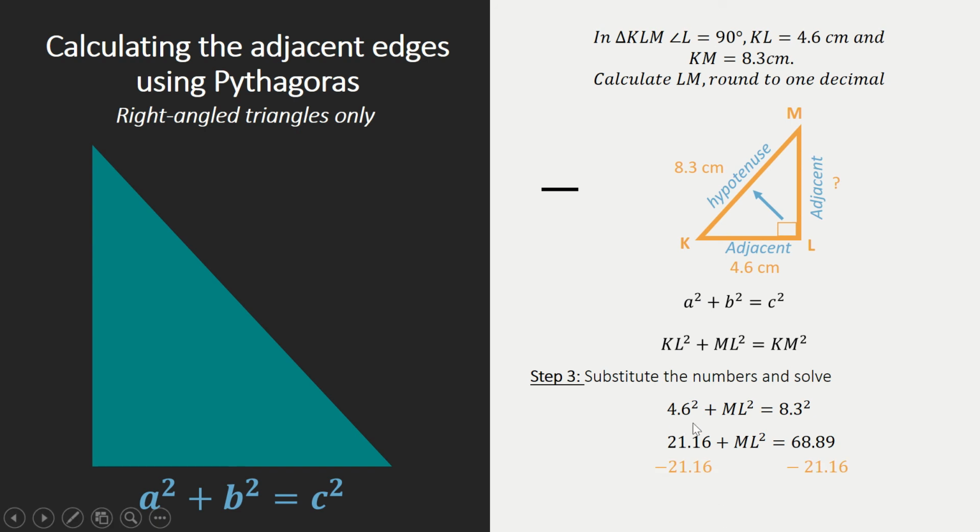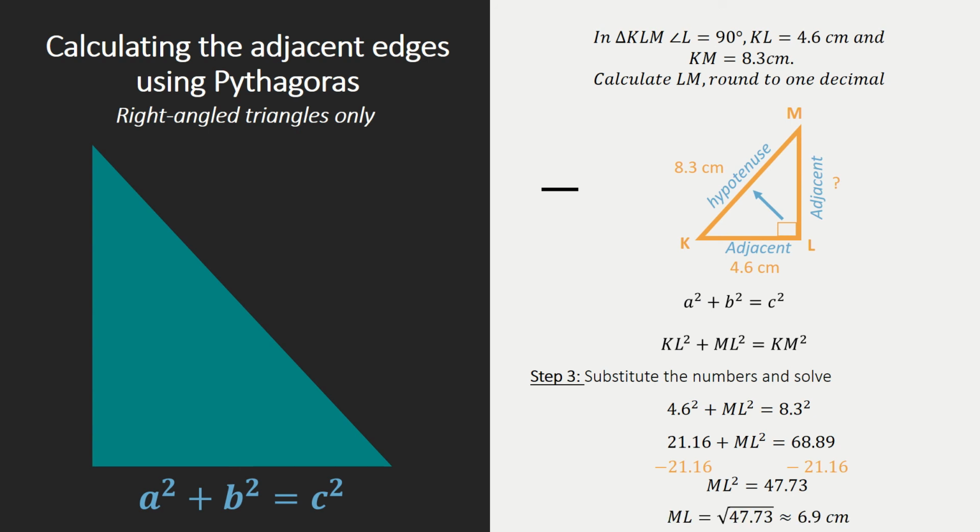So I'm going to subtract 21.16 on the left hand side, and what I do on the left hand side I must do on the right hand side as well. So what you get is ML squared equals 47.73. Please remember that you want to know what ML is and not what ML squared is.